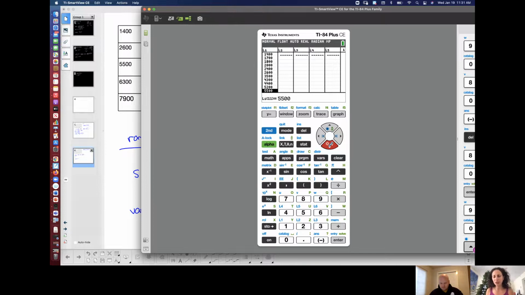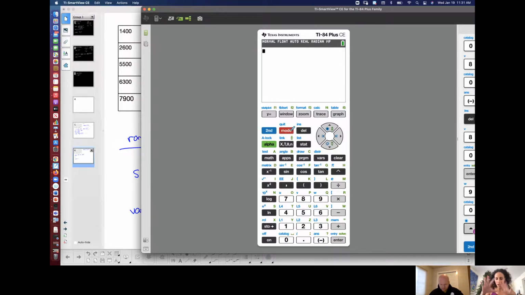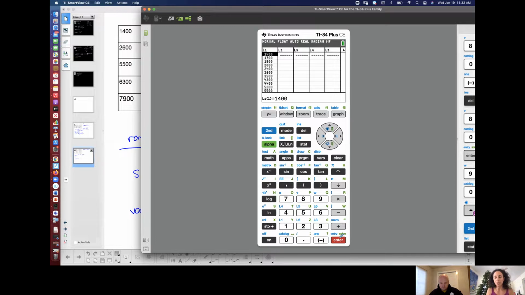Let me go back to my home screen. Anytime you want to go back to your home screen, you see quit up here on top of mode. Since it's in blue, I have to press second, and then press mode to quit. That's if you ever want to go back to your blank home screen, which sometimes is nice and comfortable. So again, if I want to input a list, I go stat and then edit, which is the first thing that comes up. That's how I input a list of values into my data set. Stat, edit.